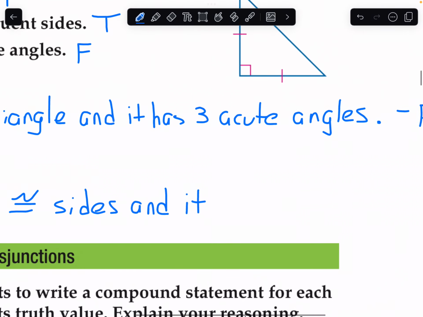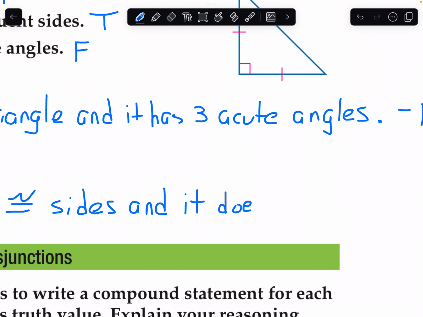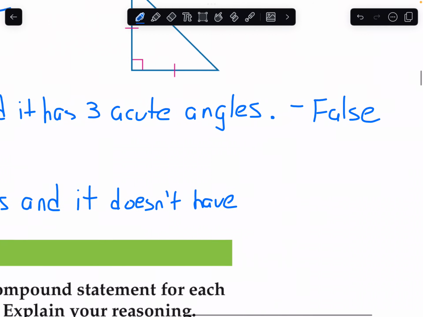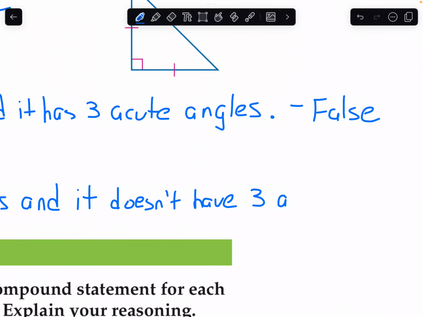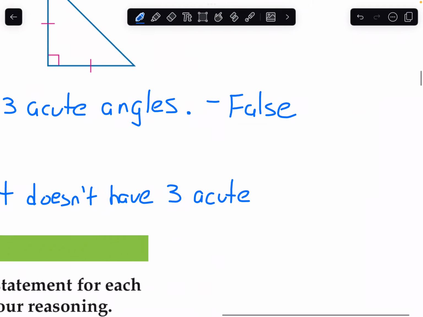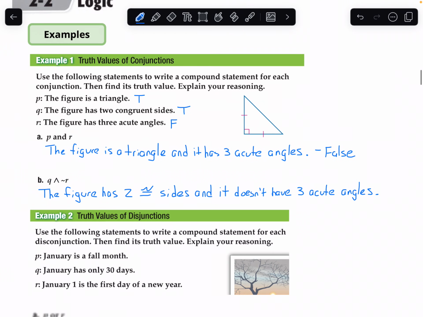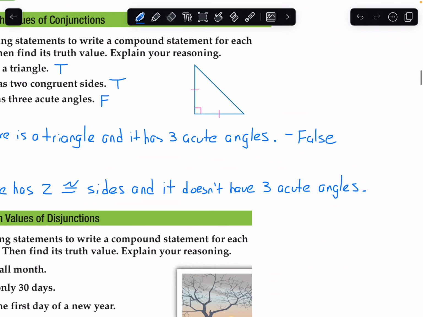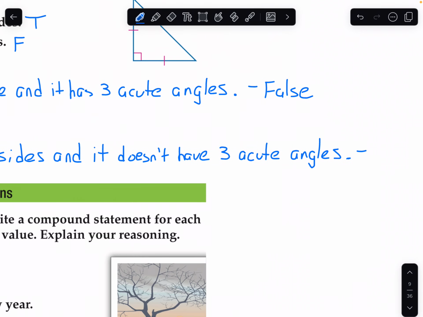And it does not have three acute angles, which is true. It has two acute angles. It doesn't have three acute angles. So that portion is now true. So the figure has two congruent sides, true, and it doesn't have three acute angles, also true. True and true makes more truth. This is true.